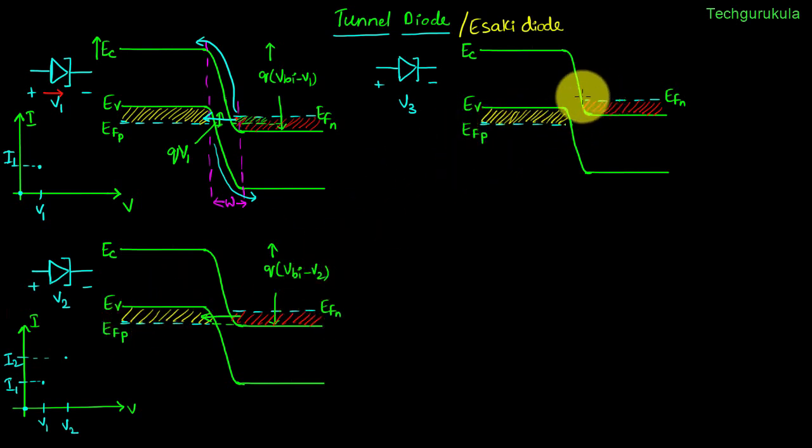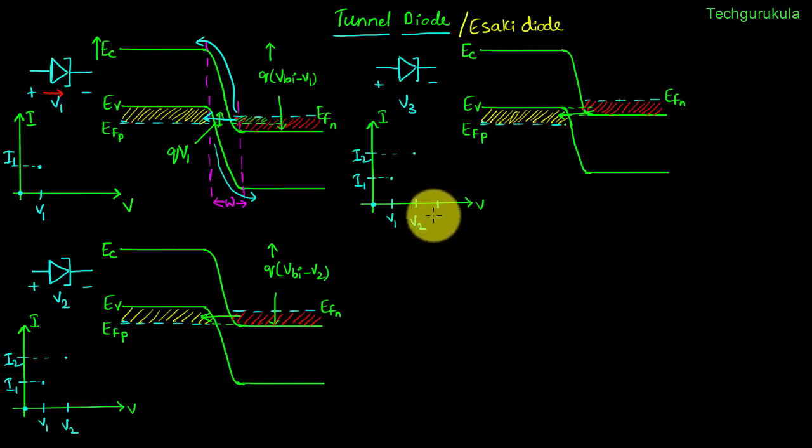So as a result, we can see the number of electrons that can see these available states would basically decrease compared to the V2 case. So the number of electrons which will go through the barrier into this side would decrease. As a result, the current that is flowing through the diode would decrease. So for V3, let's say V3 is here, the current would decrease. So somewhere here, let's say this is I3.